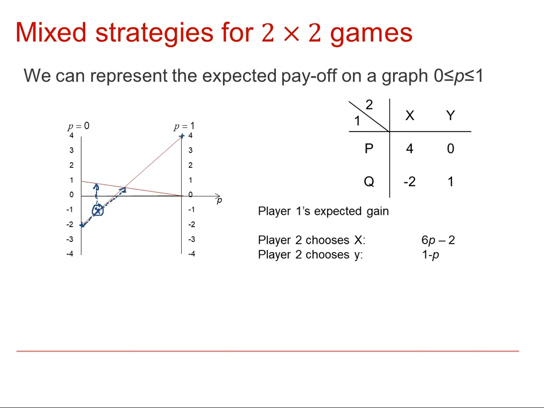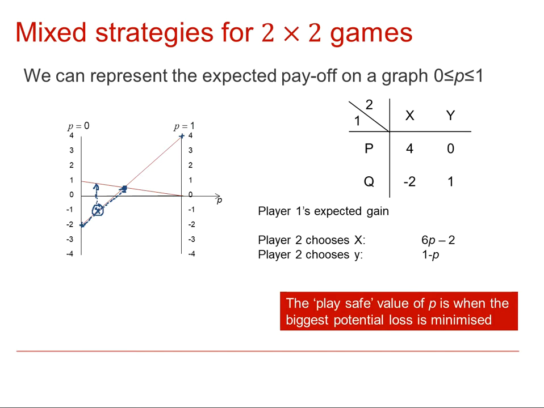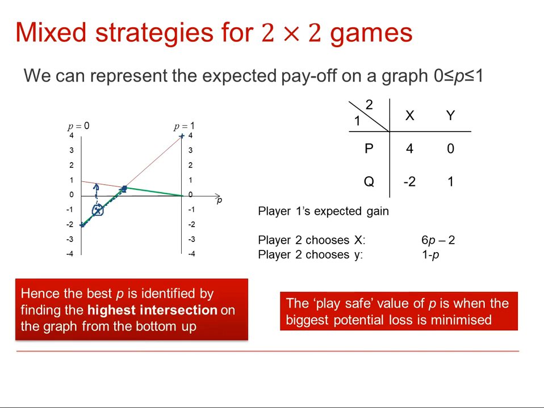So that will bring us to this point here. The play safe strategy for P is when the biggest potential loss is as small as possible. In other words, it's the highest point on the graph there, which is underneath all the lines. It's the intersection which is the highest point. And that means that if player 1 uses that particular probability, then their potential will be maximized.